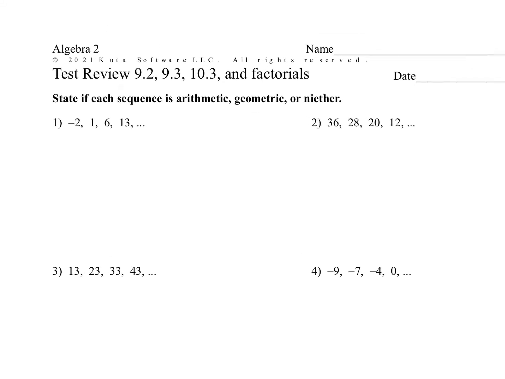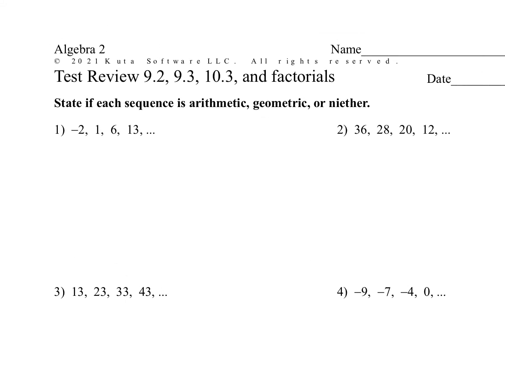Alright, so questions 1 through 4 are pretty familiar. We saw them on the last review, saw them on the last quiz. So it just says state if each sequence is arithmetic, geometric, or neither. So arithmetic is when we add to get from one number to the next. So we add a constant number.